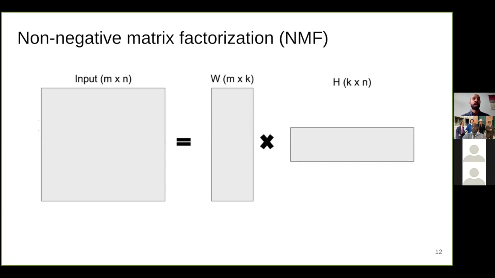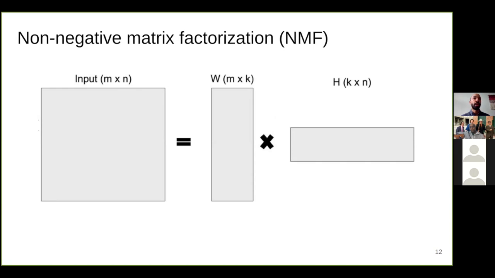NMF is a matrix decomposition technique which decomposes an input matrix on your left into two matrices, shown here as W and H. The input matrix has dimensions M by N, M rows. The W component matrix has M rows and K columns, where K equals the number of components, and that's selected by the user. And the H weight matrix has as many columns as the input and K rows. Together, the product of W and H describes the input, so they should reconstruct the input as accurately as possible.